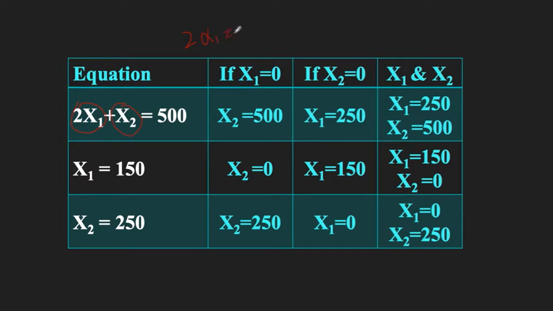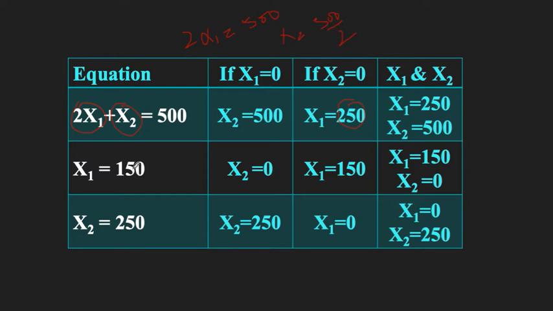2x1 is equal to 500, right? It will be equal to 500, and hence x1 is equal to 500 divided by 2. It will be how much? It will be 250. That is what we have here, 250, and hence we have x1 is equal to 250 and x2 is equal to 0.